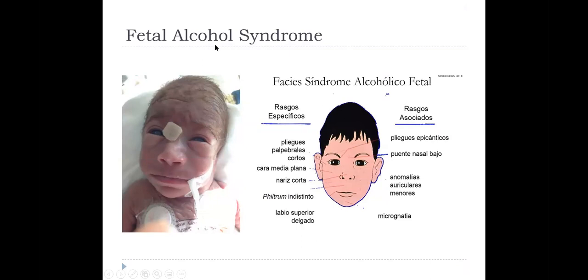Fetal alcohol syndrome. Yes, this baby has growth restriction. You can see the baby has a flat philtrum, the upper lip is thin, and the face is flat with a prominent canthus, a very typical face of fetal alcohol syndrome. This is explained because it is not a preterm infant, it's a growth restriction.